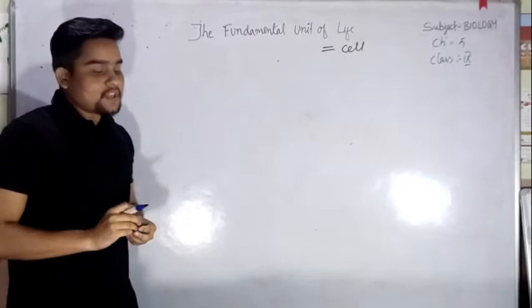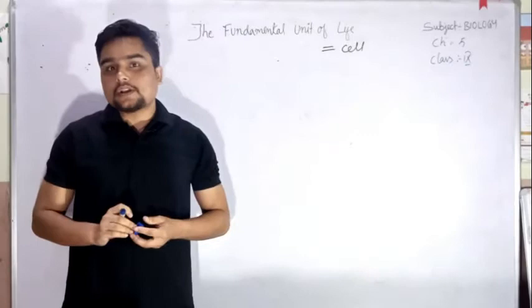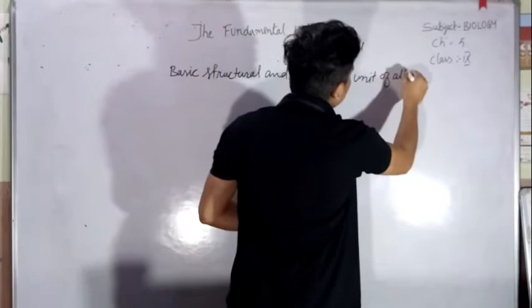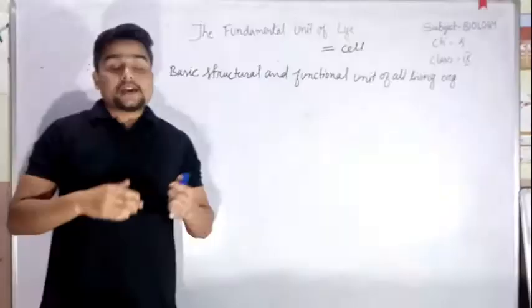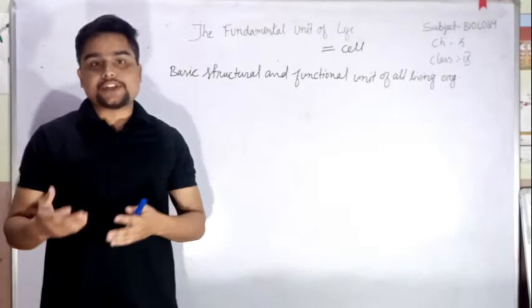So why is the cell called the fundamental unit of life? Because the cell is the basic structural and functional unit of all living organisms. And because the cell can do a lot of functions, like metabolism, reproduction, transportation, respiration, and many more, okay?